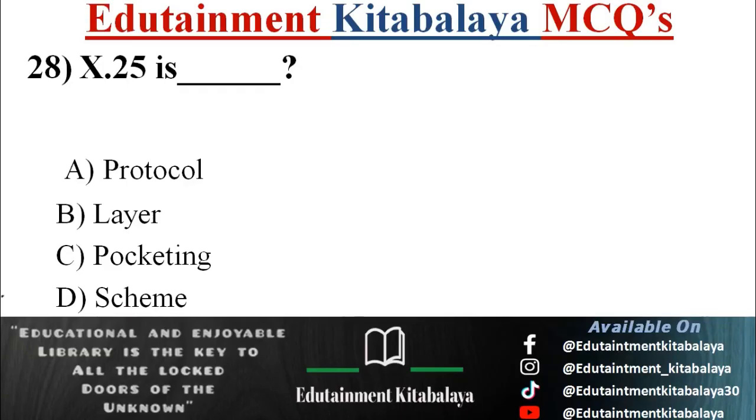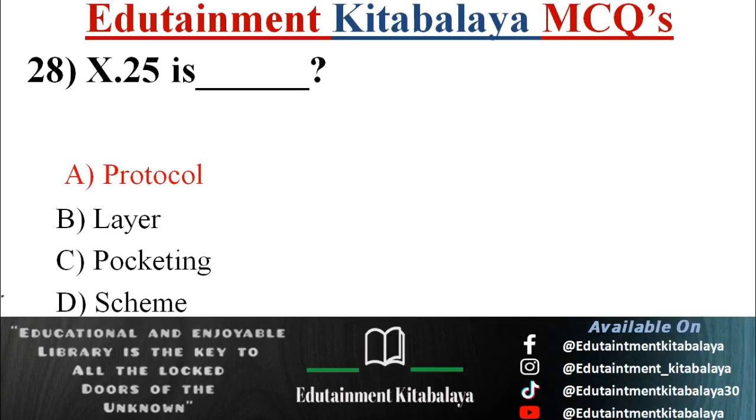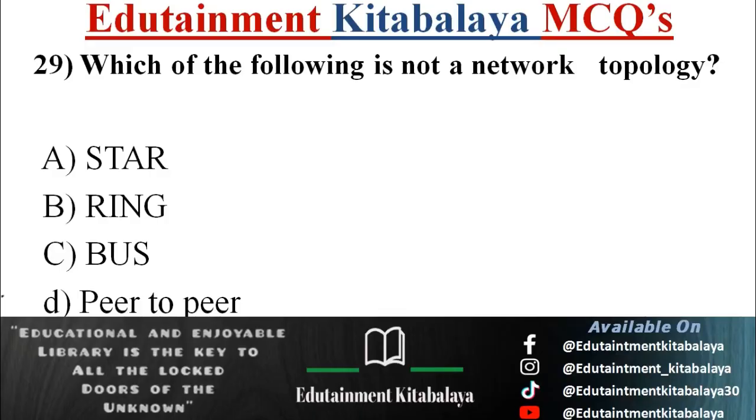Question number 28. X.25 is underscore? A. Protocol. B. Layer. C. Packeting. D. Scheme. Correct answer is A. Protocol.